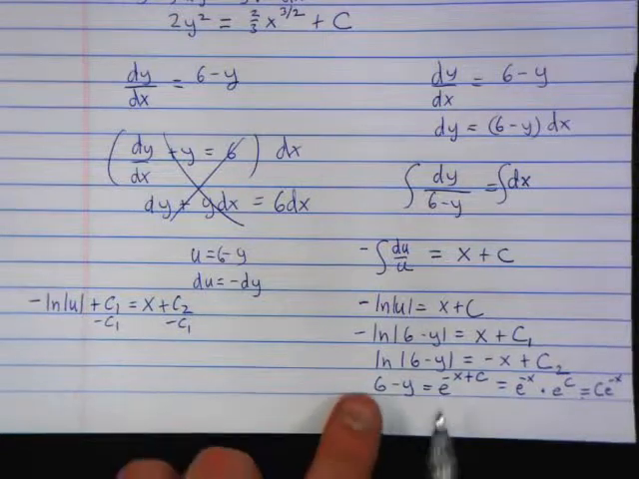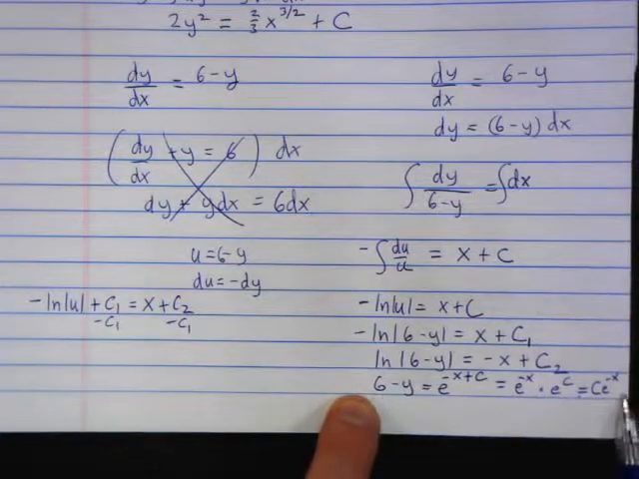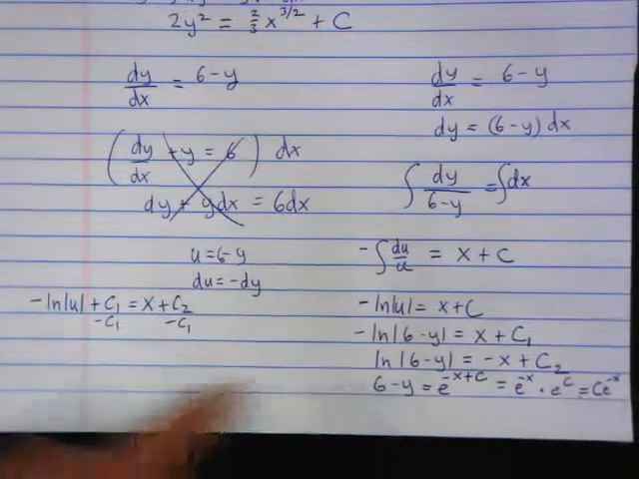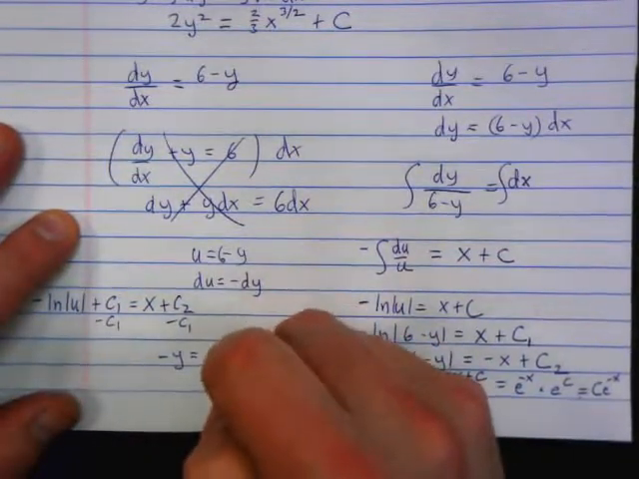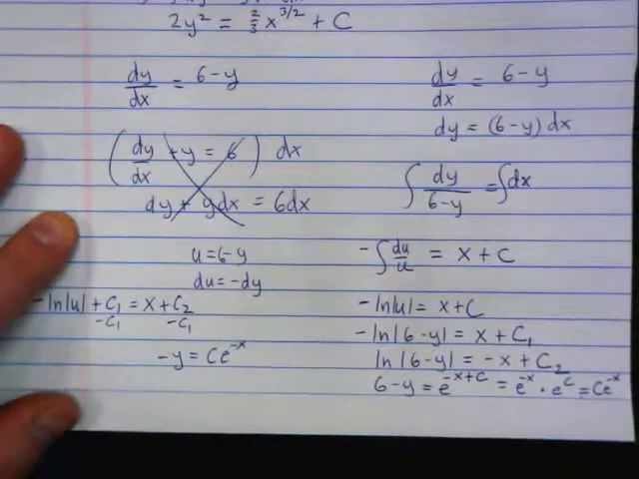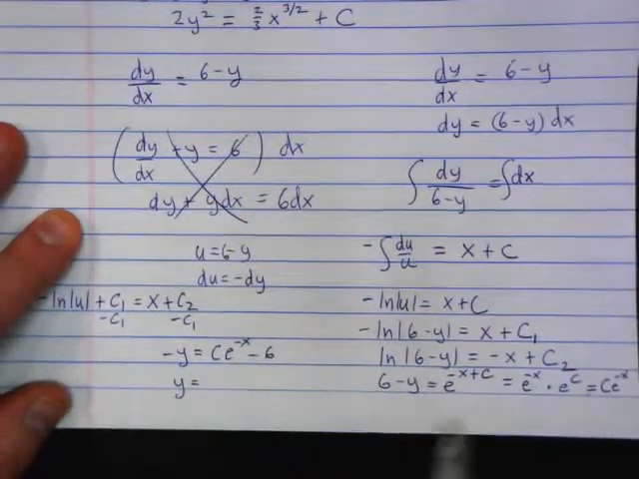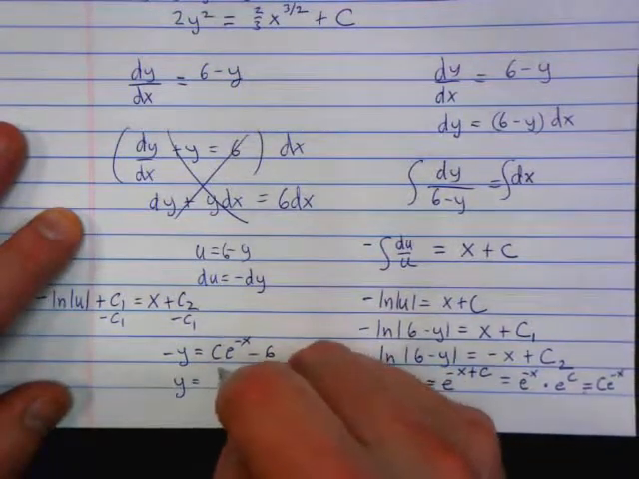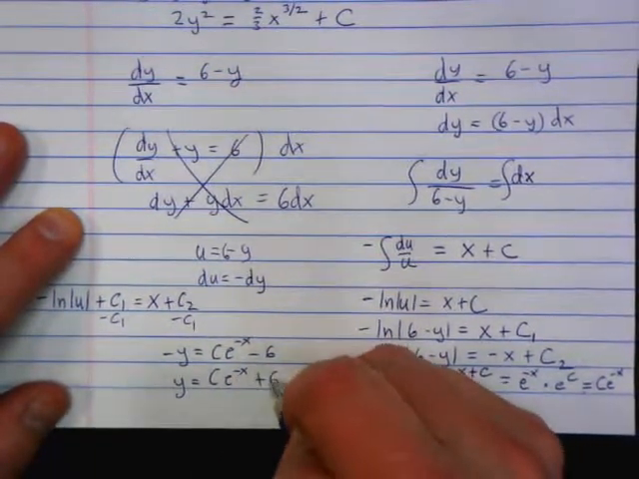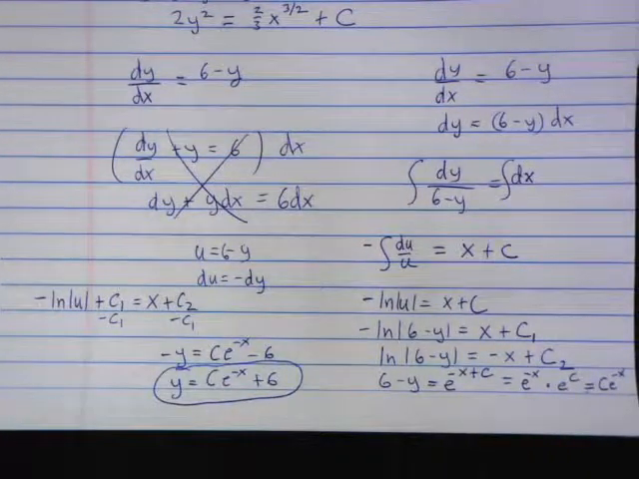And then finally, now I can get y all by itself pretty easily, can't I? I'm going to subtract 6 and divide by negative 1. So negative y equals c e to the negative x minus 6. And then I divide by negative 1. Y equals, what's c divided by negative 1? C. Again, we don't change the value. We leave it as c. C e to the negative x plus 6. There would be my answer to that differential equation.